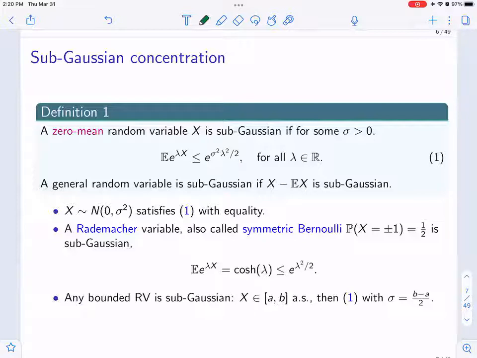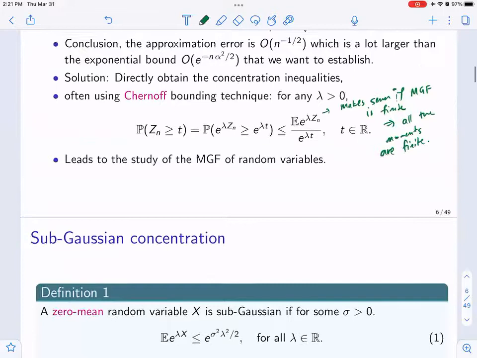So the first class is the class of subgaussian random variables. A subgaussian random variable is a zero mean random variable whose MGF satisfies something like this. Okay, so this is bounded by an exponential for all lambda. And this side you can confirm is the MGF of a normal with mean zero and variance sigma squared. MGF is the moment generating function.